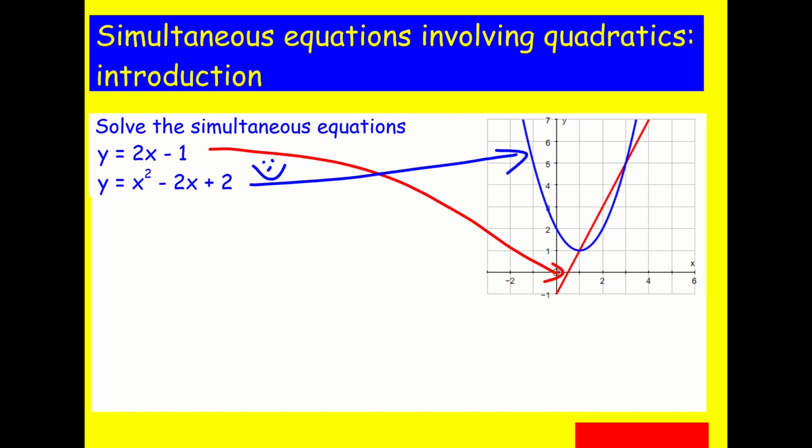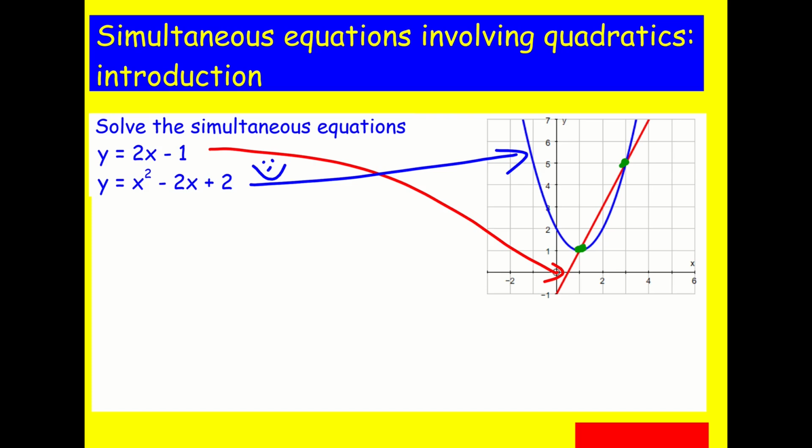However, the main point of this graph is to say that what I'm trying to find when I solve these equations are these points here, the points at which the graphs intersect. They are the solutions to the simultaneous equations, because when x equals 1, I get y equals 1 in both equations, and that's what I mean by a solution.